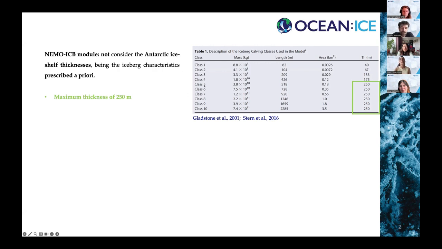And as you can see, from class 5 to class 10, the icebergs that we will be able to simulate will have a maximum thickness of 250 meters. This is clearly underestimating the iceberg thicknesses, given that we have quite frequent observations of icebergs grounding on substantially deeper bathymetric ridges.